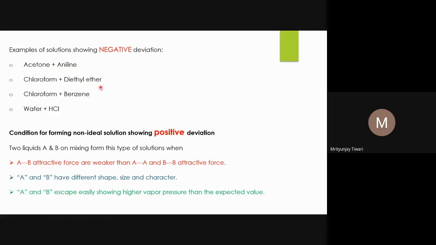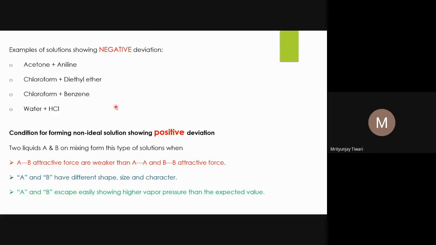Chloroform and diethyl ether. Diethyl ether is C2H5, that is CH3, CH2, O, CH2, CH3. Now the oxygen lone pair is there, and in chloroform the electron density is on the chlorine, which is larger in size. The same analogy that we gave for acetone will also apply for the chloroform and diethyl ether solution. And so the chloroform and diethyl ether hydrogen bonding is stronger than the chloroform hydrogen bonding. So this solution also shows negative deviation from Raoult's law.